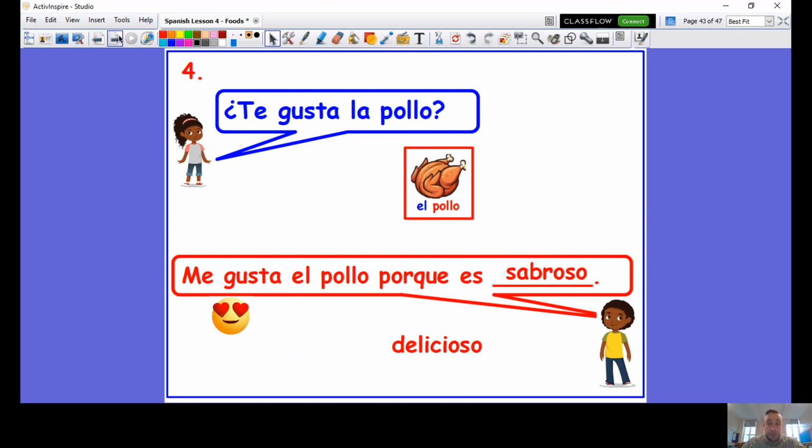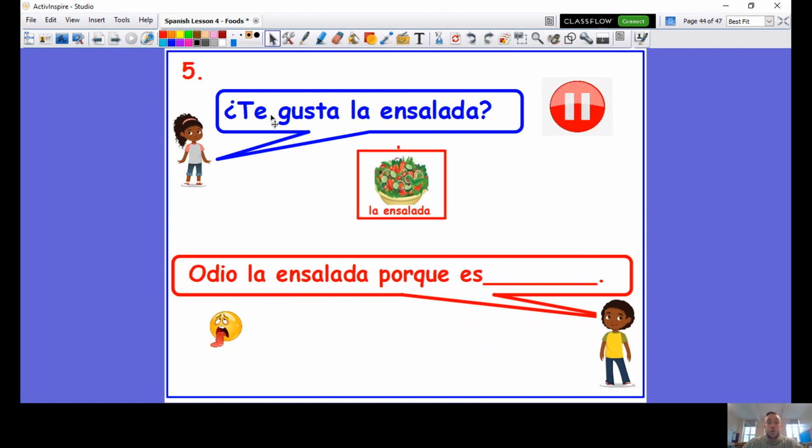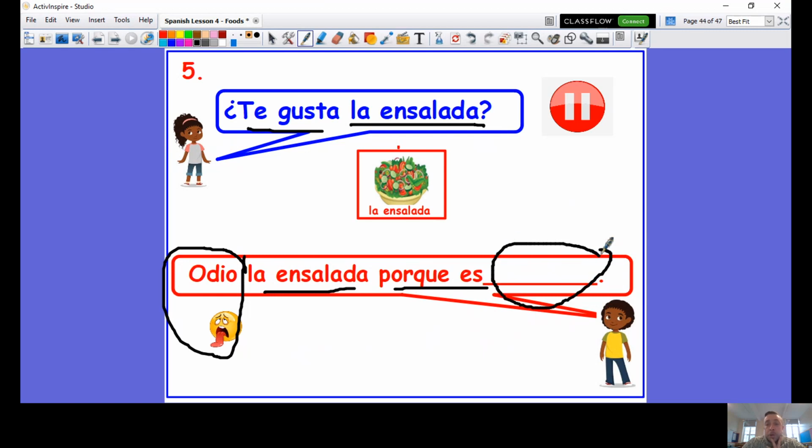Here's our last one for today. You're doing so well. Last one now. Oh, it says, ¿Te gusta la ensalada? Let's look at the response. Oh dear. Odio. Uh-oh. La ensalada. ¿Por qué es? What word would you write here? Write it down and pause your video now.